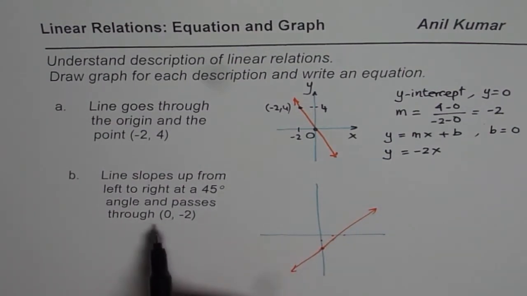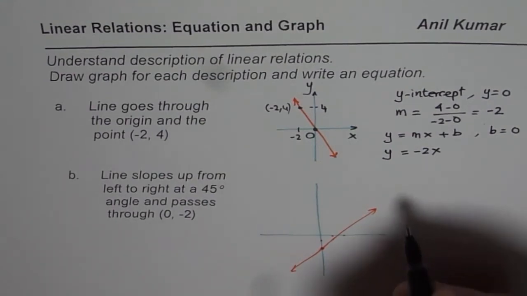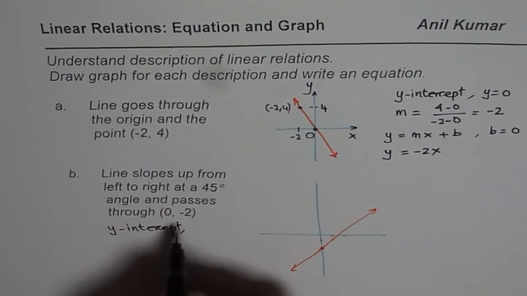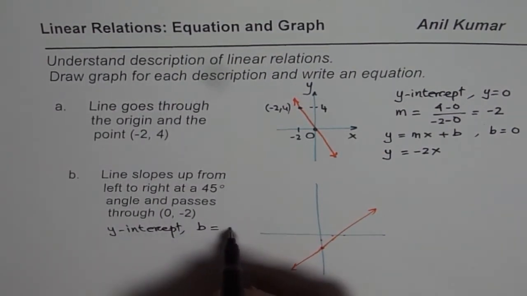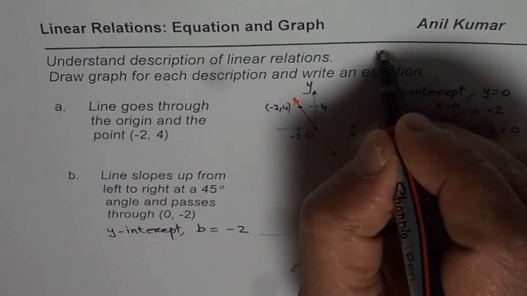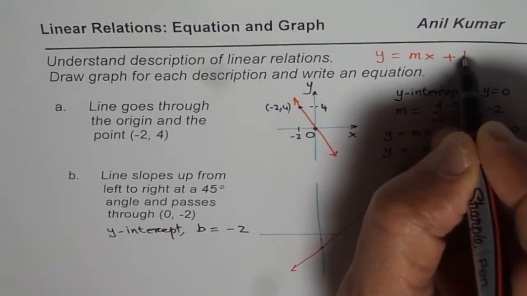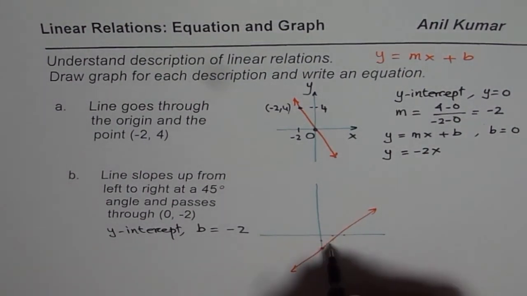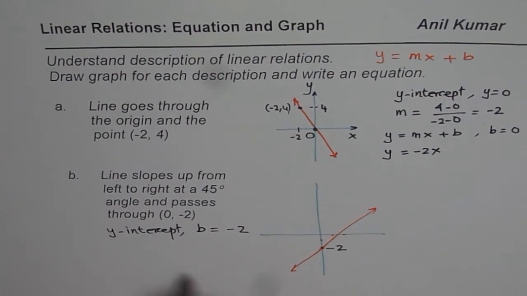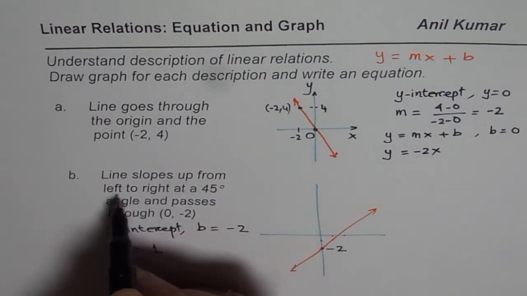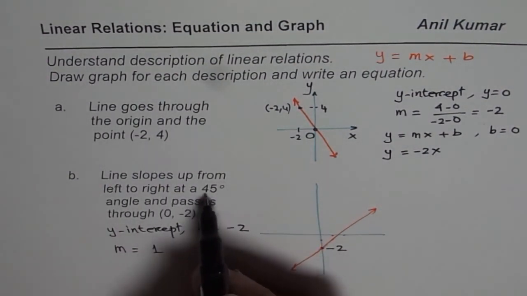So from here, what we have in this case is the y-intercept, which is the value b, is -2, right? So when I say y-intercept b, we are actually writing these equations in the form of y equals mx plus b, where m is the slope and b is the y-intercept. So that is minus 2. That is b. And slope m is 1. Line slopes up from left to right. That means positive slope at an angle of 45 degrees. That means rise over run is the same, right?